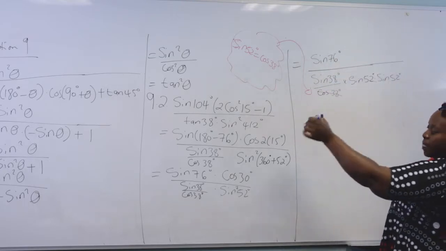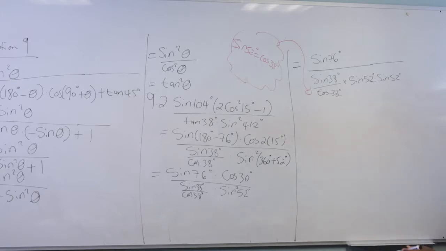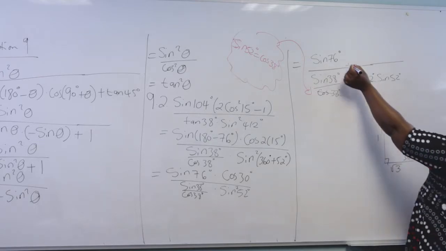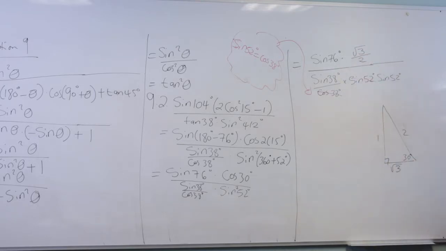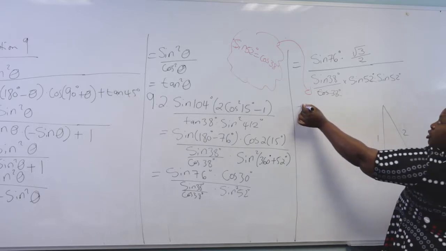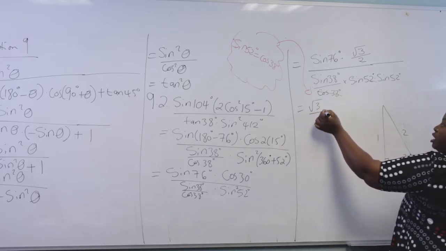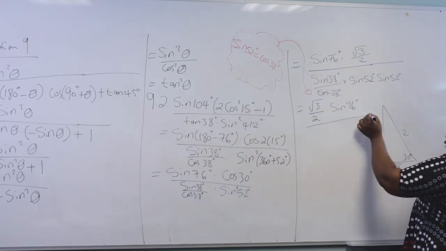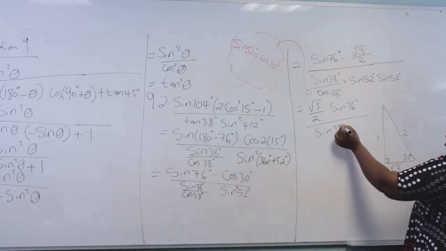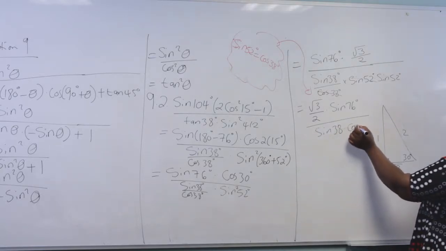Sine 76 and the cos of 30. If we go to the special angle, let's try to draw that special angle triangle. If this is 30, that is 1, over 2, that is root 3. So cos 30 will be adjacent over hypotenuse. So it is the same as the square root of 3 divided by 2. So that's what we are having at that point. Okay, let's continue. Then we'll have the square root of 3 divided by 2 multiplied by sine of 76 degrees, all divided by sine of 38 multiplied by cos of 38.